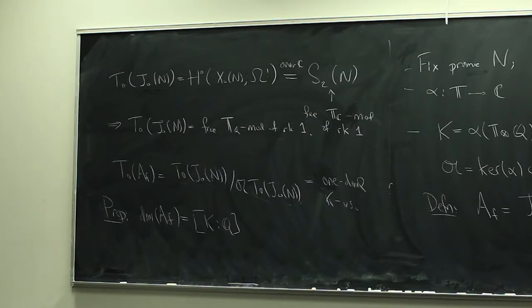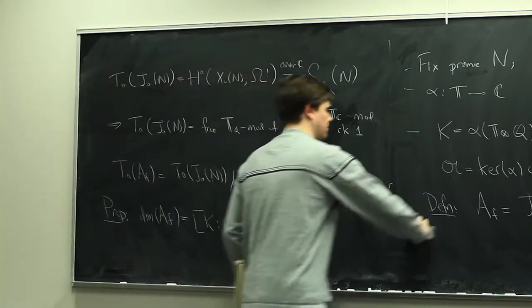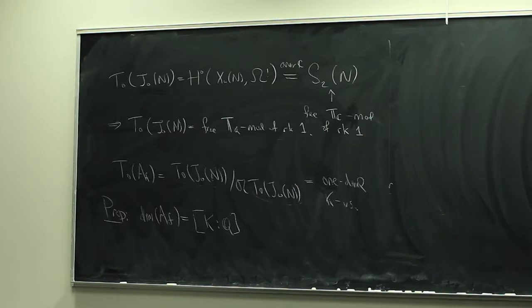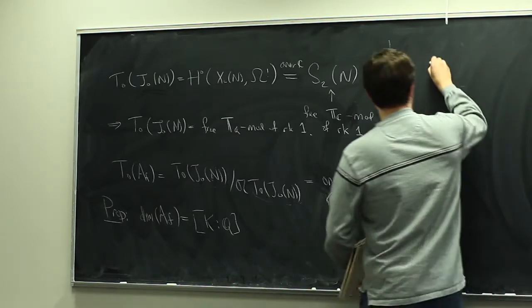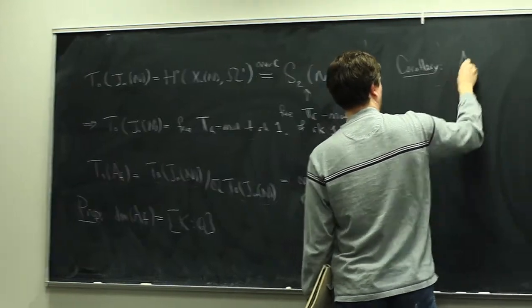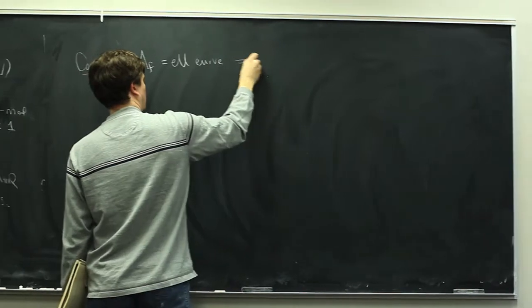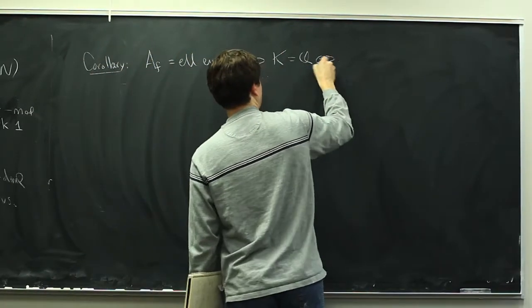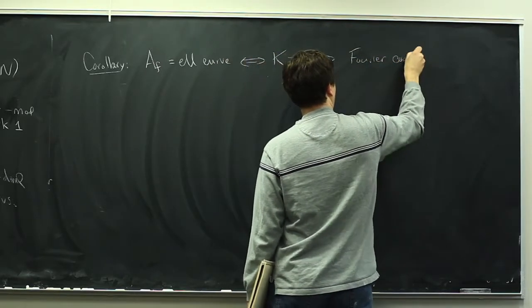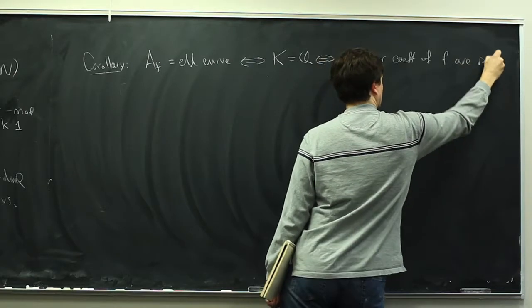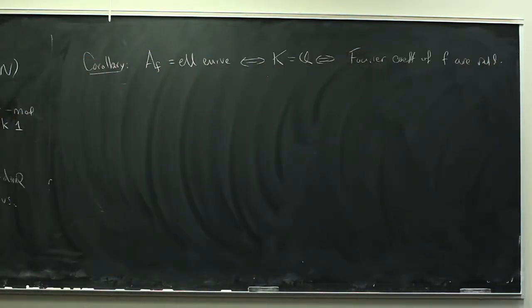Okay, good. So we know the dimension of this thing. And as a corollary, I should point out, this is an important special case. This guy is an elliptic curve if and only if K is Q, which is the same thing as saying that the Fourier coefficients of F are rational. The famous conjecture about all curves over Q being modular says that they all come from this construction. But that's a different story that we're not going into.